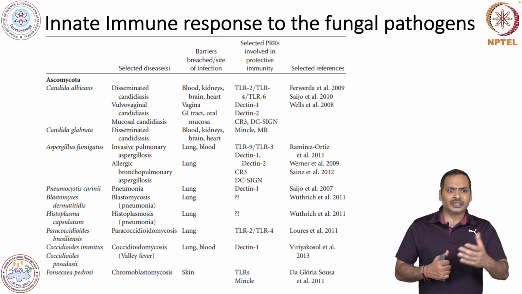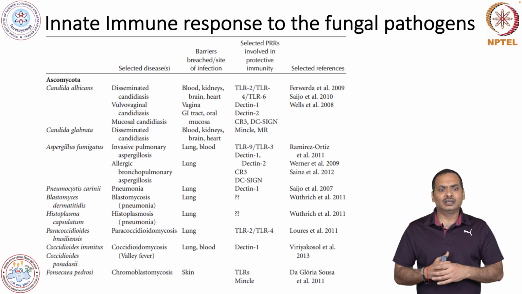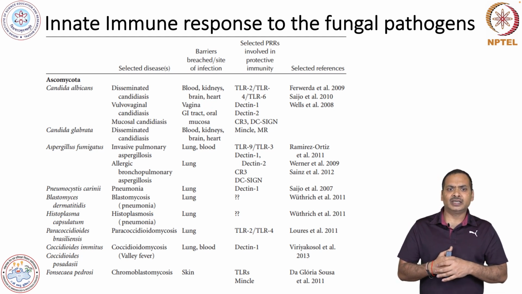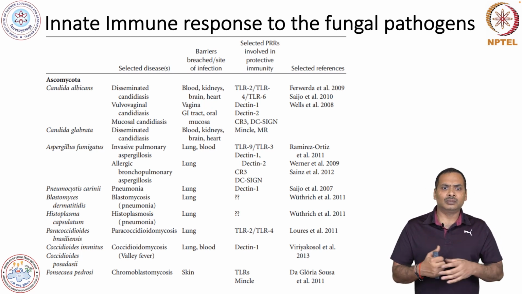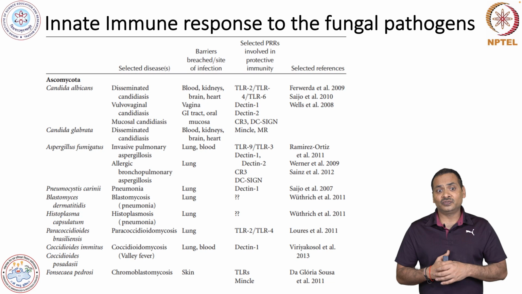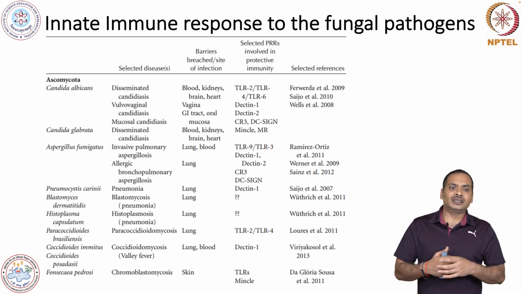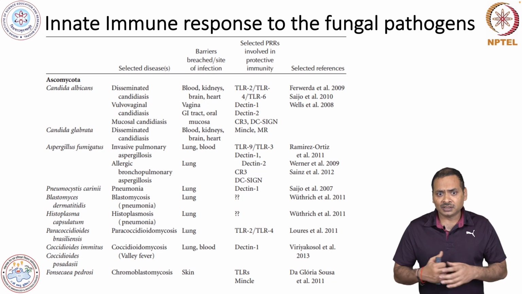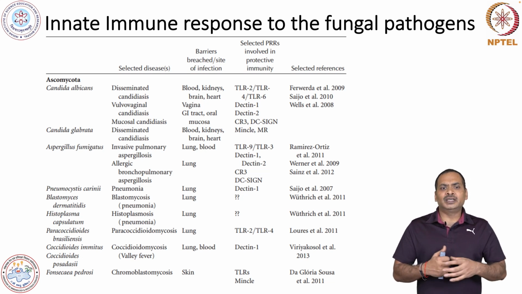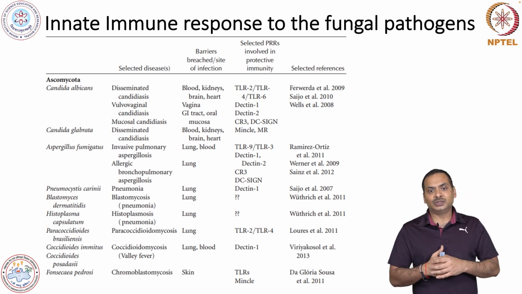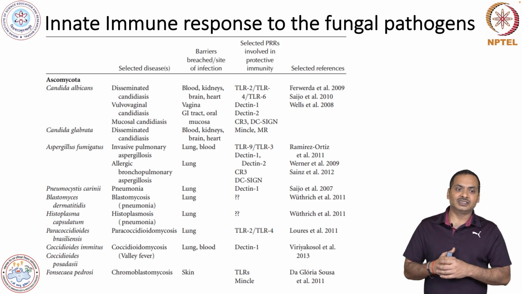Similarly, this is given for various fungi like Candida glabrata, which causes disseminated candidiasis and again affects blood, kidney, brain, and heart. Aspergillus fumigatus can infect the lungs and cause aspergillosis. It can also cause allergic bronchopulmonary aspergillosis, affecting the blood and lungs, and this can be sensed by TLR9, TLR3, Dectin-1, Dectin-2, complement receptor 3, and DC-SIGN.